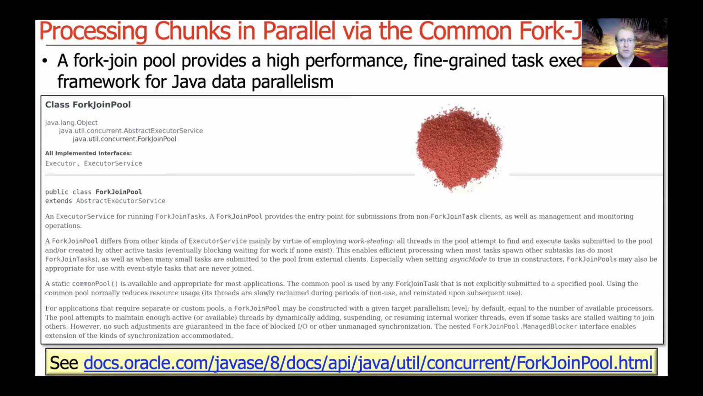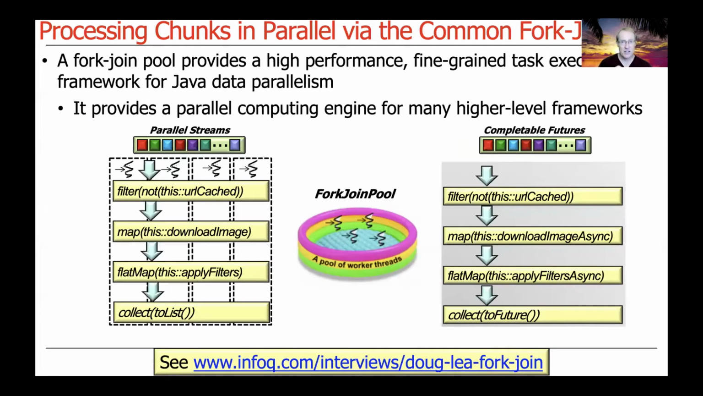We've outlined this before, but just to recap and revisit this topic, a fork join pool is a framework that provides a high-performance, fine-grained task execution model for Java data parallelism. And you can use it in its own right. If you take my course on concurrent object-oriented programming, we'll actually talk about this. But in the context of this course, we're not really going to talk a whole lot about the common fork join pool for fork join purposes.